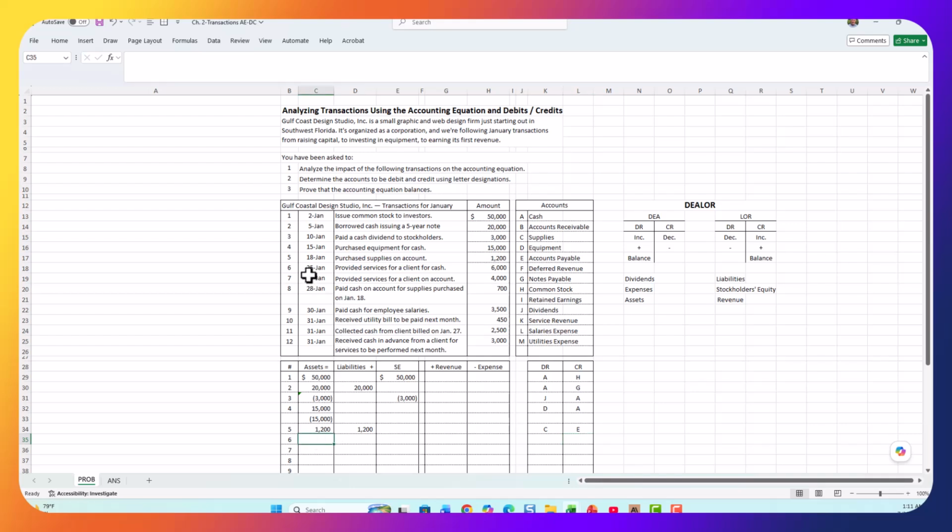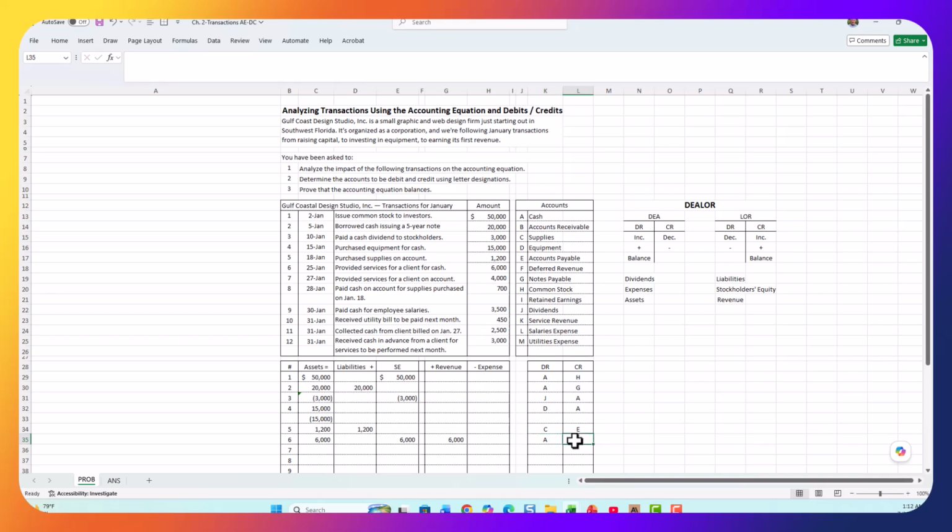On January 25th, we performed services for a client and we received $6,000 in cash payment. Cash, an asset, increases, and since this was earned through normal business activity, service revenue increases equity. So we'll debit A, cash, and credit K, service revenue.